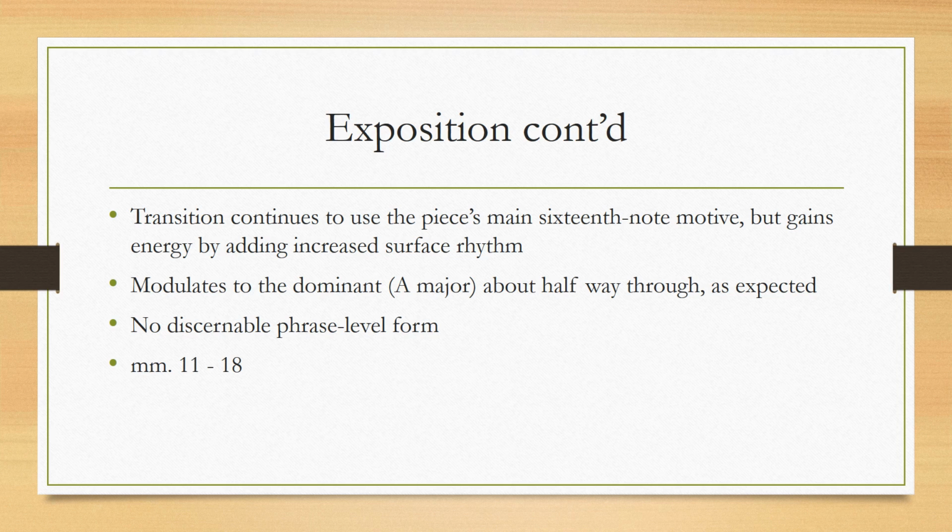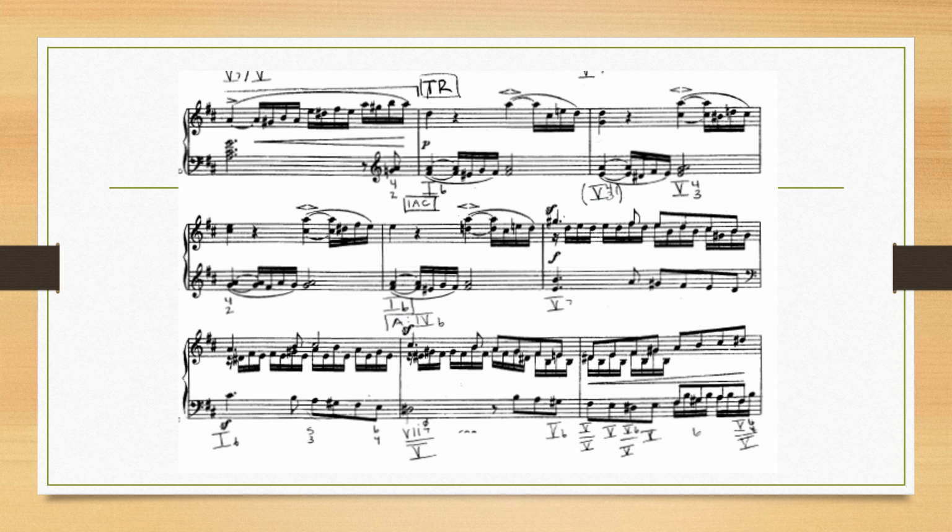So the next element is the transition. It continues to use the piece's main 16th note motive that you've probably been able to pick up on by now. But it starts to gain some energy, it adds some increased surface rhythm, and has just a greater sense of driving towards something. It modulates to the dominant of A major, which we would expect because it is a transitional section, and it's not very tightly knit, so it does not contain any discernible phrase level form.